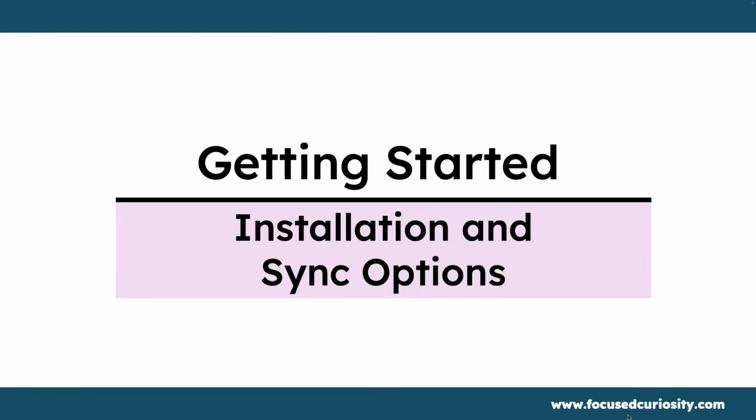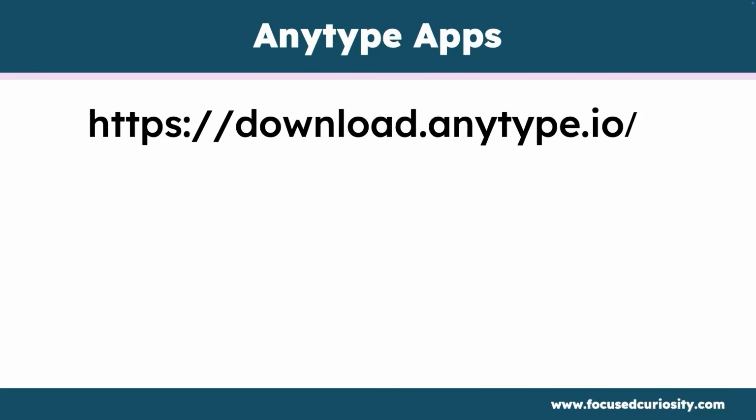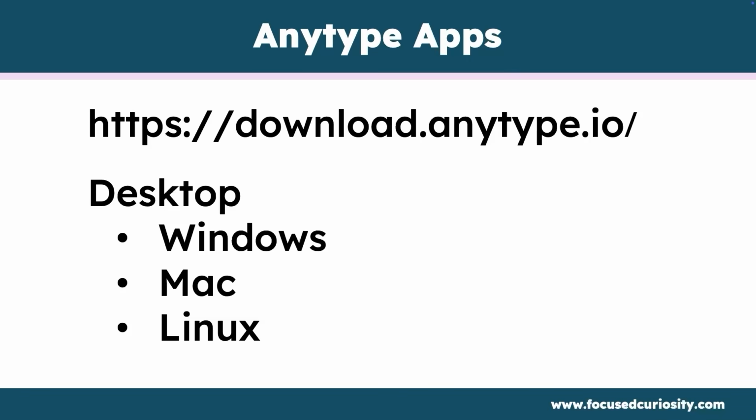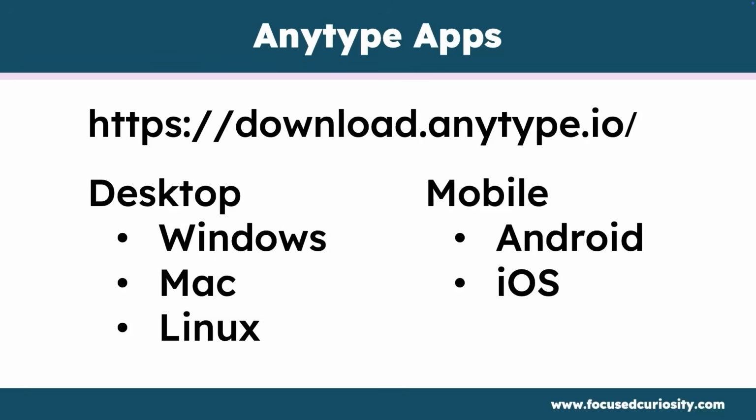In this lesson, we'll go over how to install and the sync options for Anytype. This course will be covering just the desktop app. Anytype offers 3 different versions, Mac, Windows, and Linux. They also have mobile applications for both iOS and Android. However, think of the mobile apps as more of a complementary app than a full-featured version.